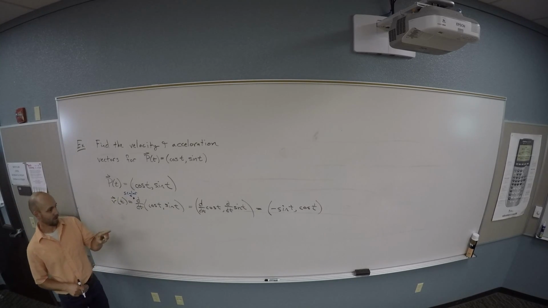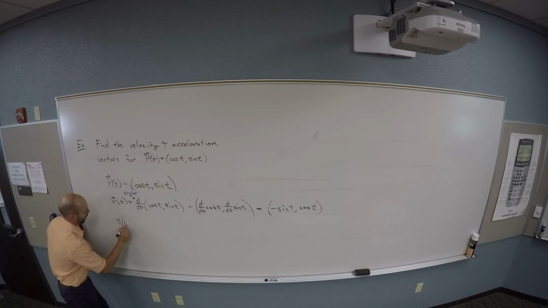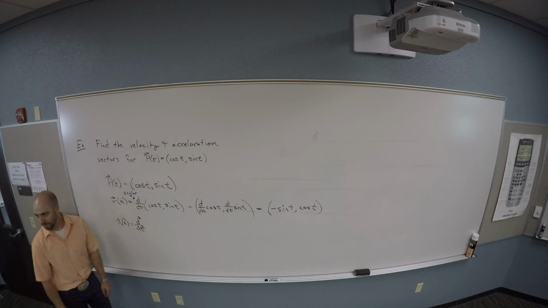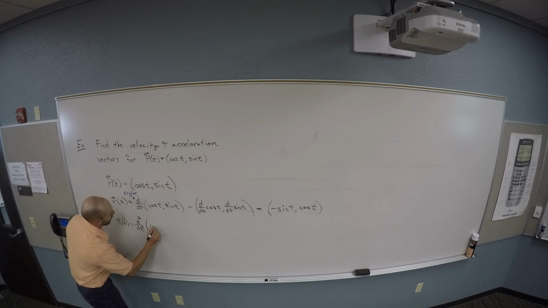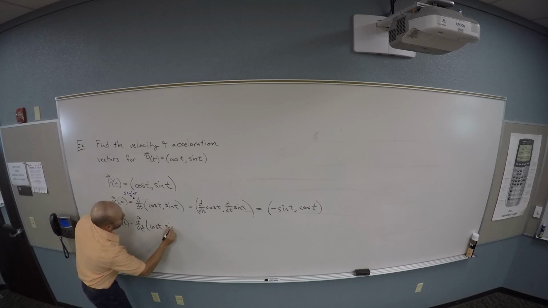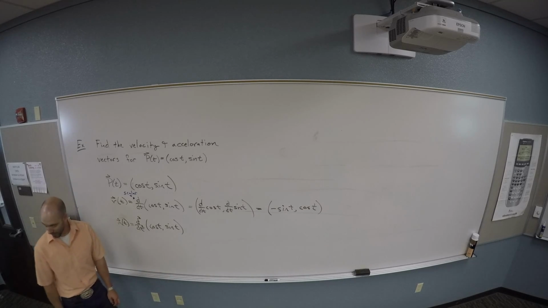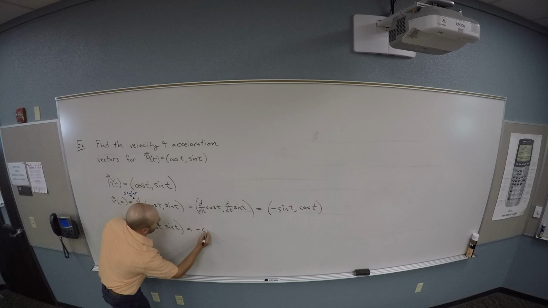So I got velocity. Where do I get acceleration? The second derivative. So you do d squared/dt squared of this thing, and I won't beat you up with multiplying that in. What do you get? Negative cosine t and negative sine t.